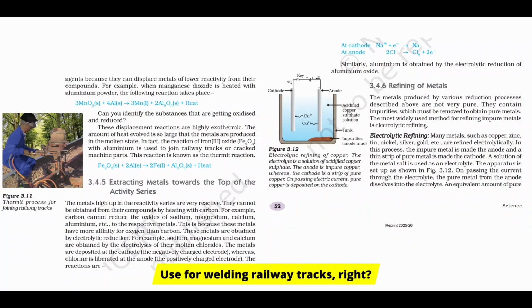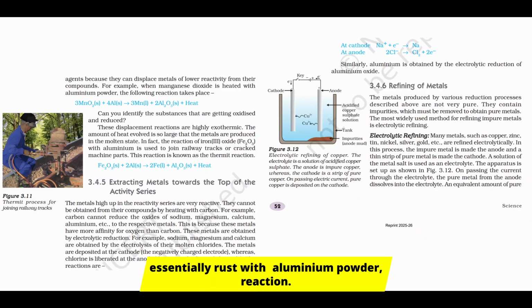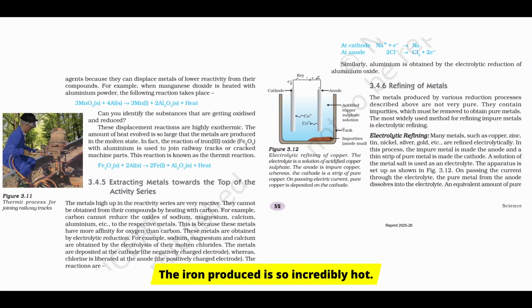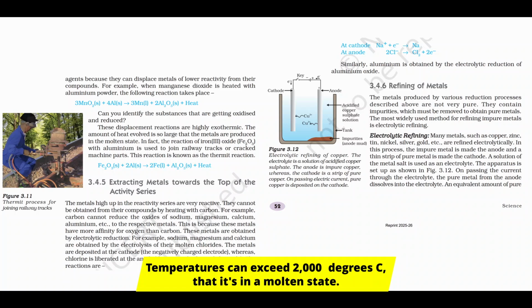Thermit, yes. Used for welding railway tracks, right? That's the one. It involves the reaction of iron oxide, essentially rust, with aluminium powder: Fe2O3 plus 2Al gives Al2O3 plus Fe plus lots of heat. The iron produced is so incredibly hot, temperatures can exceed 2000 degrees C, that it's in a molten state.